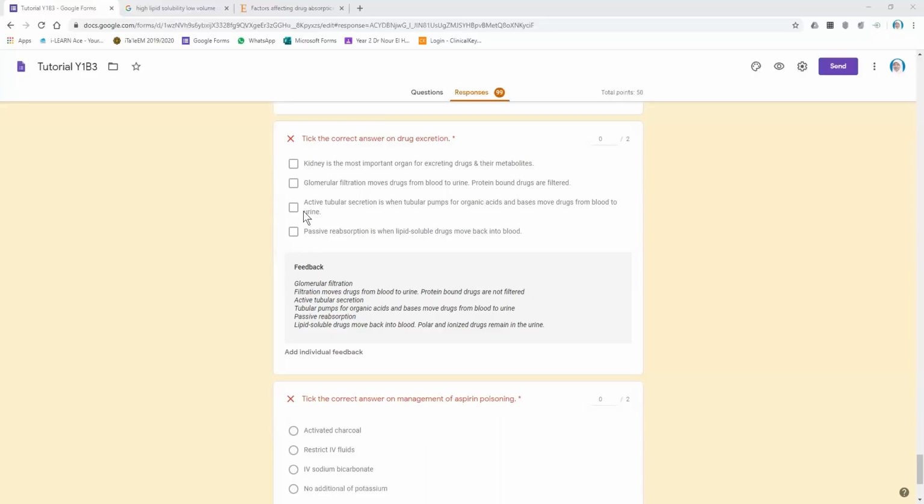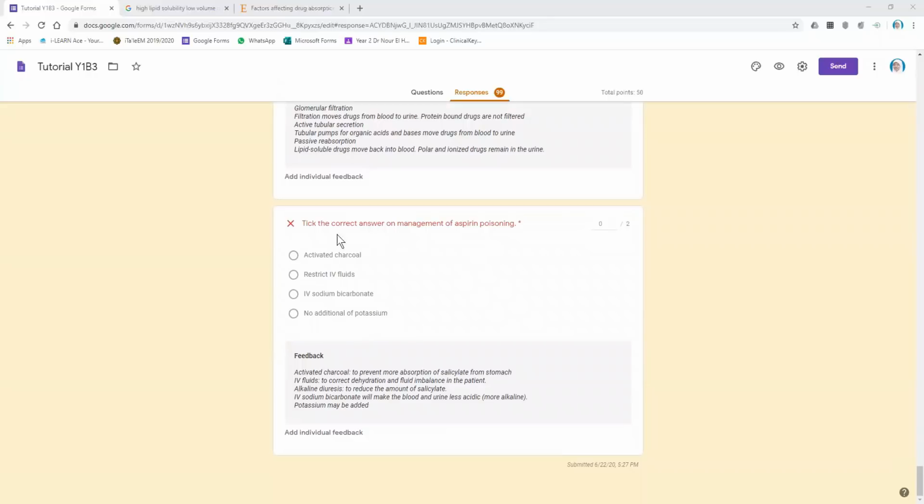Next, active tubular secretion is when the tubular pumps for organic acids and bases move drugs from blood to urine. This is true. Passive reabsorption is when the lipid-soluble drugs move back into the blood. So this is true. And lastly, take the correct answer on management of aspirin poisoning.